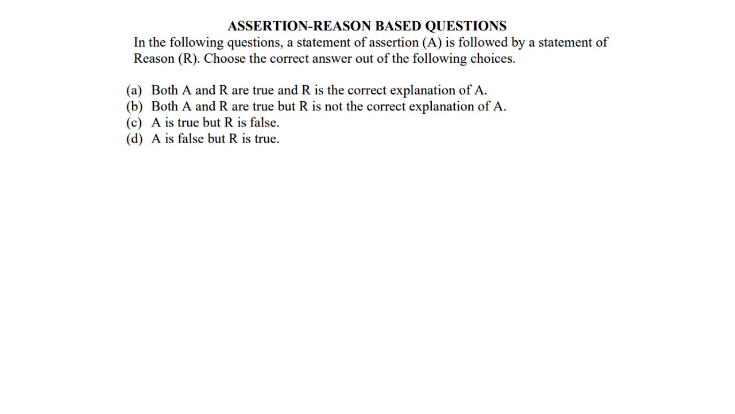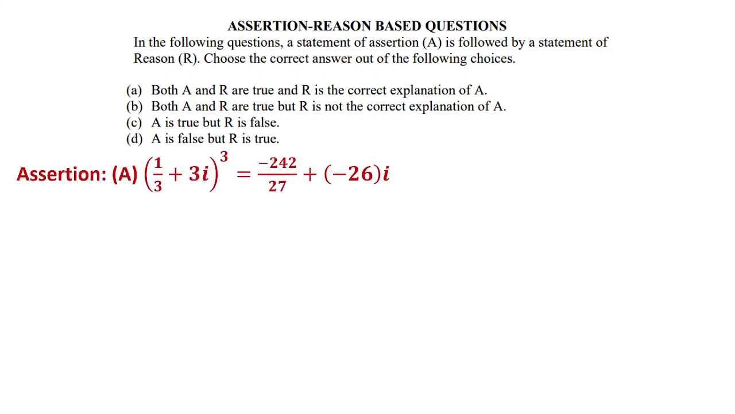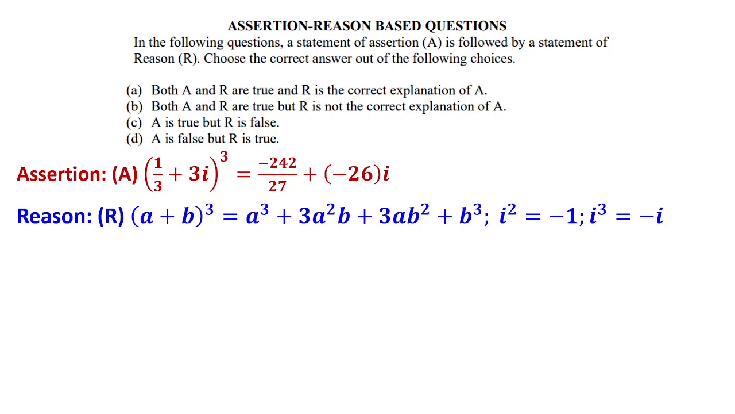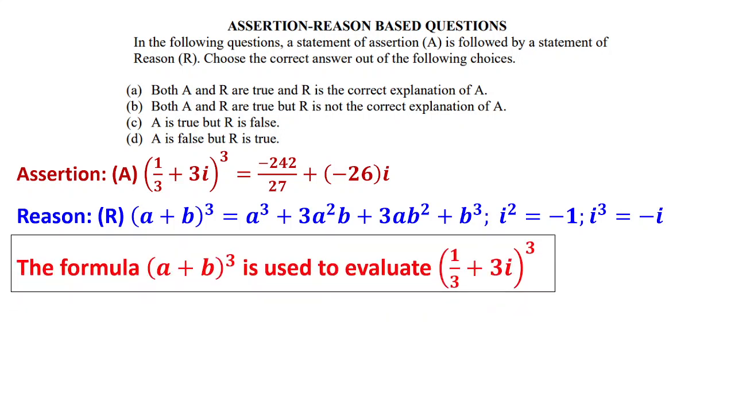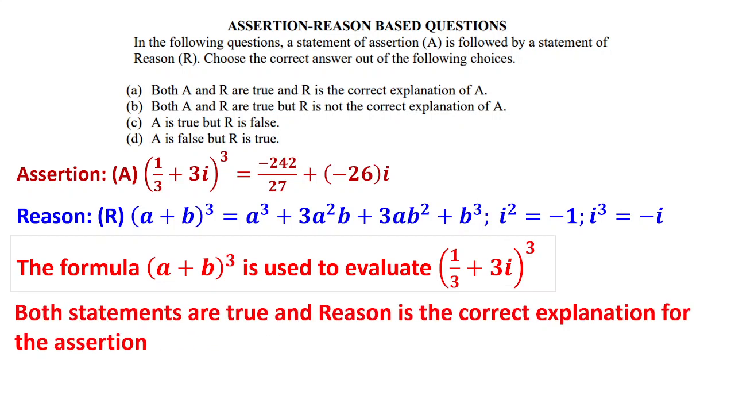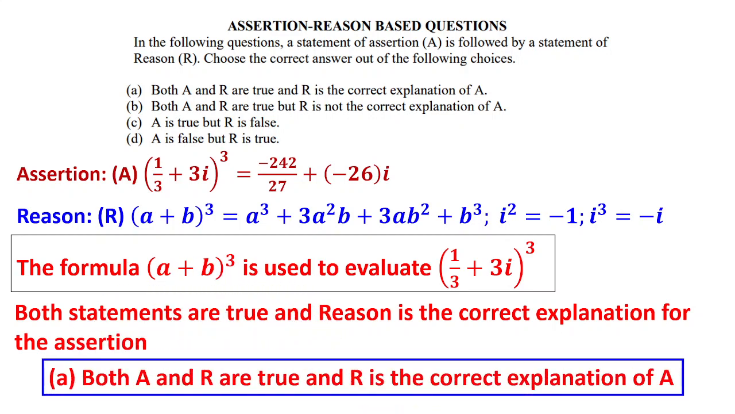Let us go to one more question in assertion and reason. The assertion is 1 by 3 plus 3i, the whole cube is expanded and you get the answer. And the reason is we are using the (a plus b) whole cube formula, and also using that i square is equal to minus 1 and i cube is equal to minus i. It is very clear. The formula is used to evaluate the assertion. Therefore, both the statements are true and the reason is the correct explanation of the assertion. The reason is used to evaluate 1 by 3 plus 3i the whole cube. Therefore, the statement A is correct. Both A and R are true and R is the correct explanation of A.